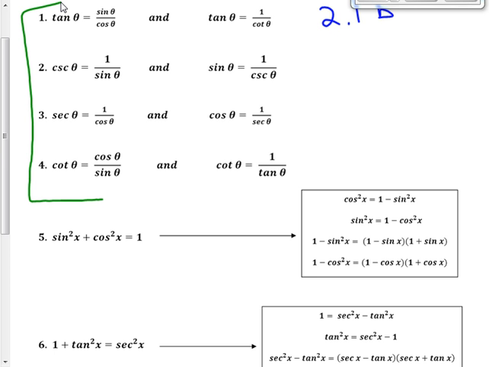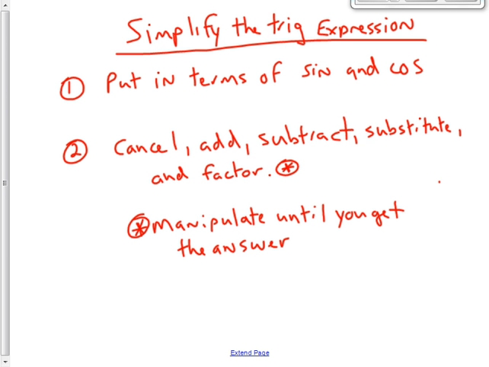As we continue into 2.2, we're going to start using the rest of the Pythagorean identities down here as well. But the majority of what we're going to do in 2.1b is going to be based on problems 1 through 4 here. So the topic of this is simplifying trig expressions.